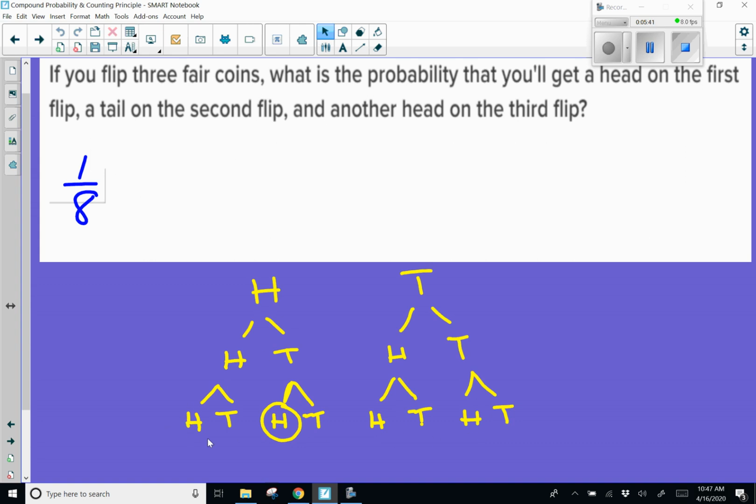If you notice, if I count all these outcomes, there's 8 total outcomes when you flip 3 coins. So they said, what's the probability that you get a head on the first flip? So as you can see, my cursor's on the head, then a tails, and then another head. Well, that's going to be one out of 8 total outcomes, giving you a probability of 1/8.